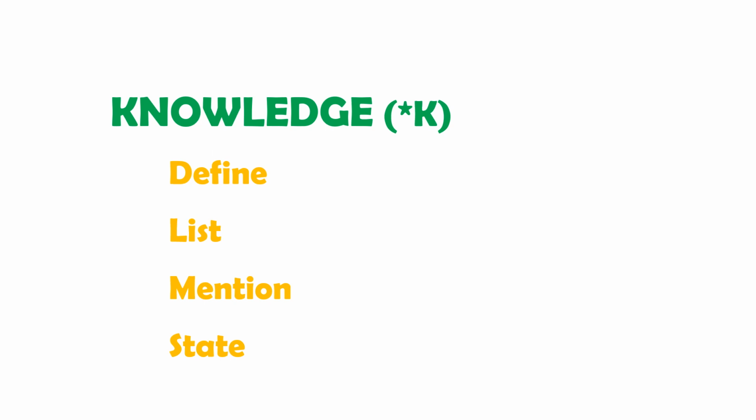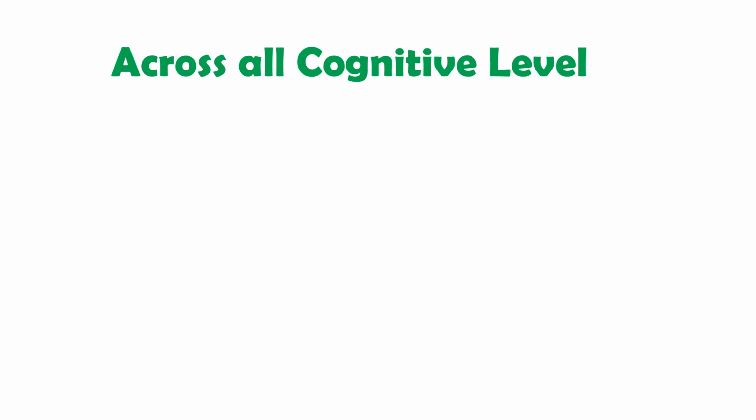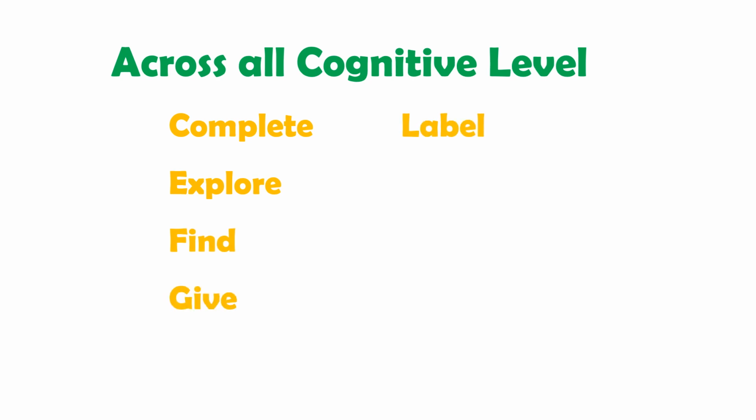State is usually associated with factual processes, the facts and figures. You need to state any principle or any other thing that will be the requirement of the main question. There are some command words that can be used across all the cognitive levels. Those are complete, explore, find, give, label, read, use, and write. These 8 command words do not have any association with any certain cognitive level. So they can be used with all the cognitive levels depending on the marks allocated to that particular question.